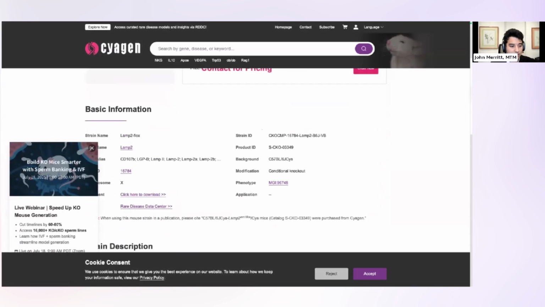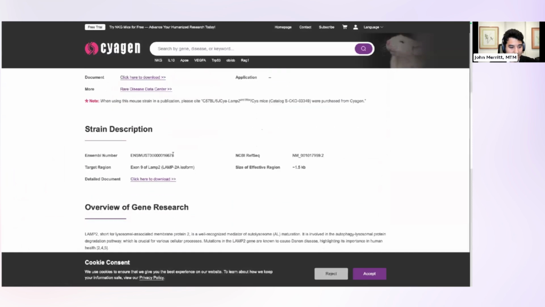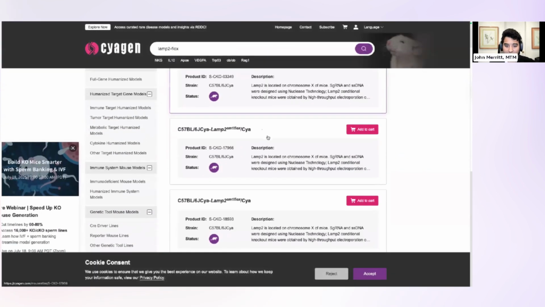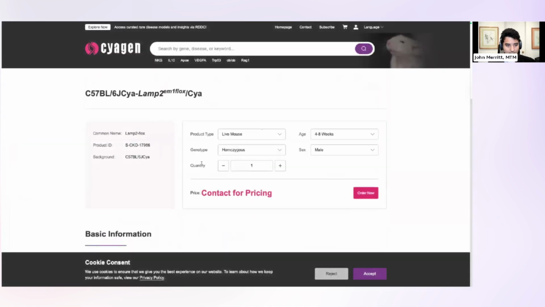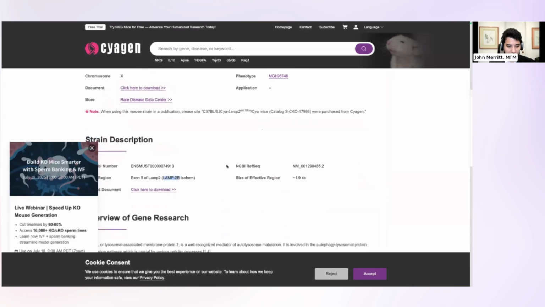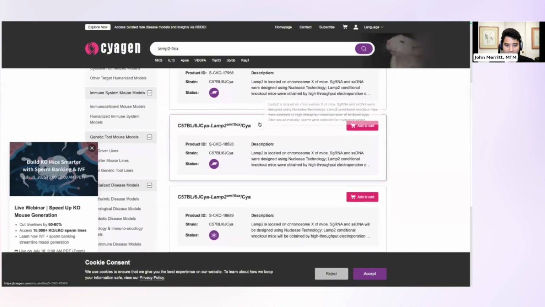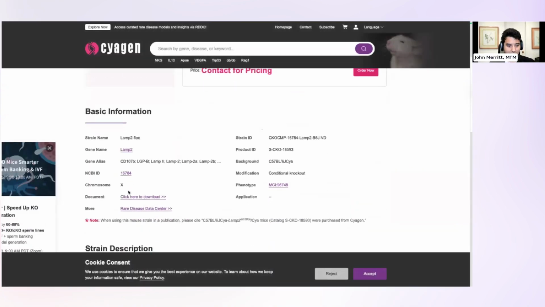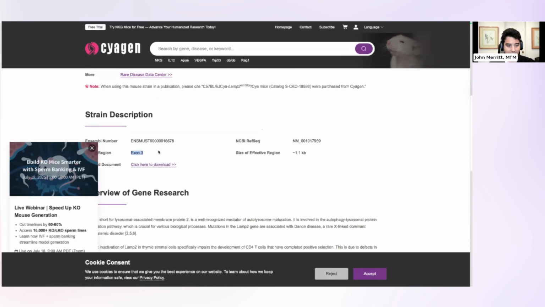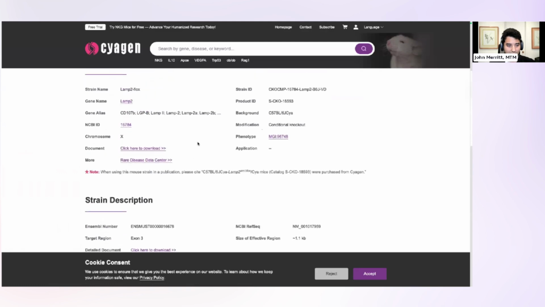This one right here, go to the strategy description. This one targets exon 9 of LAMP2, and it's meant for the LAMP2A isoform. Okay, I'm not looking for that. I'm looking for the full knockout, all the isoforms. So this one is targeting LAMP2B. And then this one right here, let's check out the third one. This one's targeting exon 3. So that is likely the global knockout there.